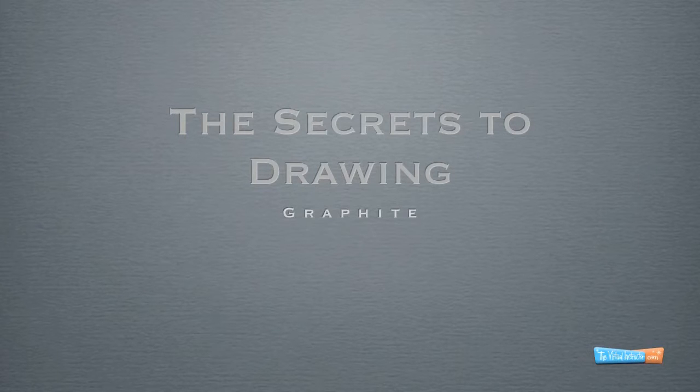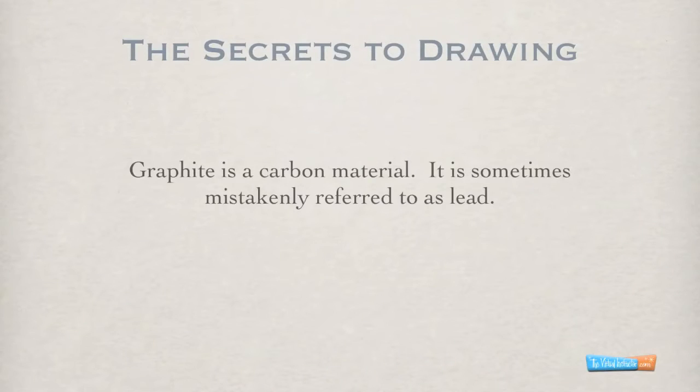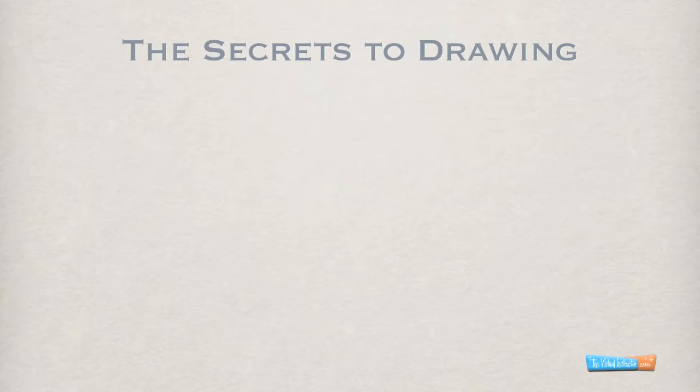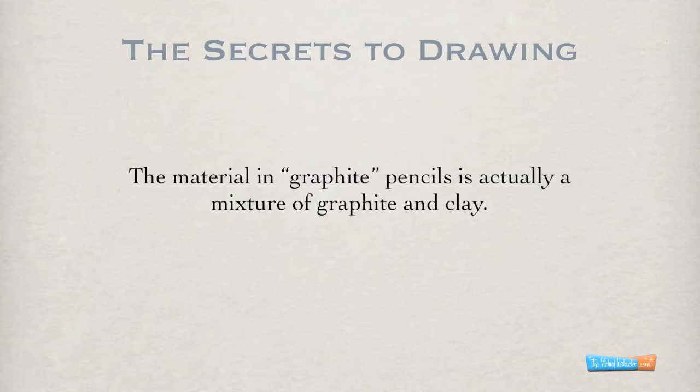In this video, we're going to start looking at drawing mediums, and we're going to start with graphite. Graphite is a carbon material. It is sometimes mistakenly referred to as lead because when it was first discovered, it was thought to actually be lead. The material in graphite pencils that we're all familiar with is actually a mixture of pulverized graphite and clay.